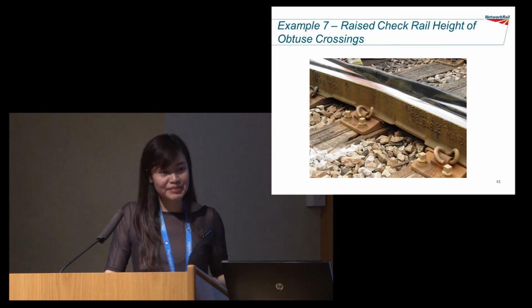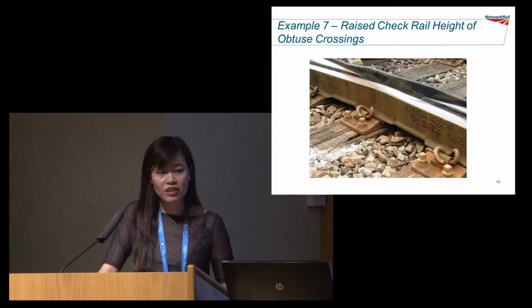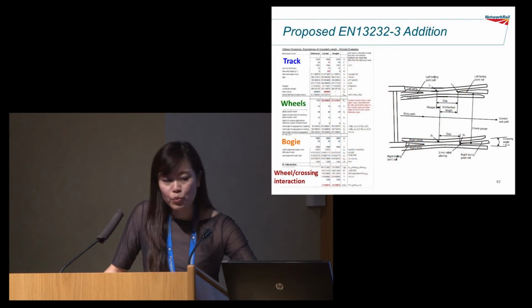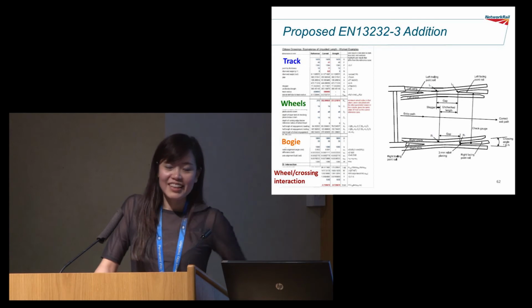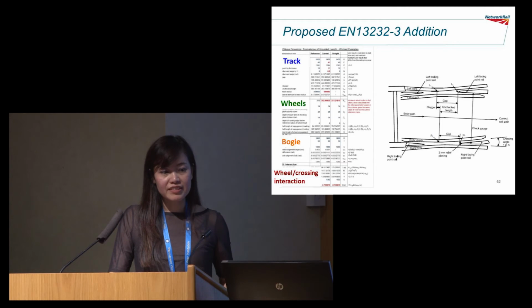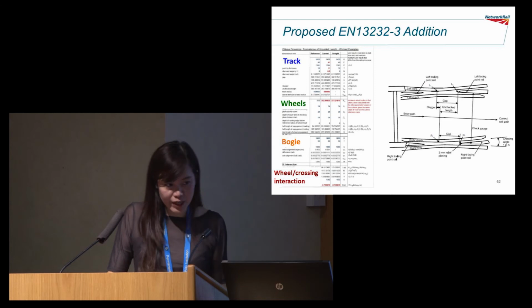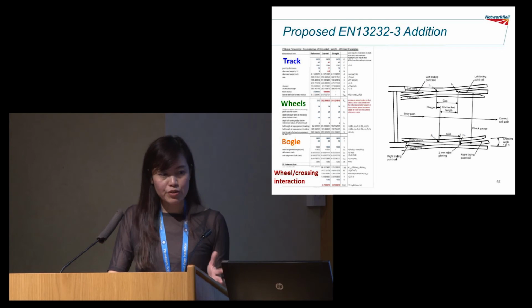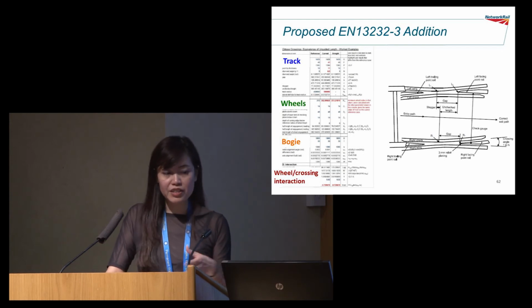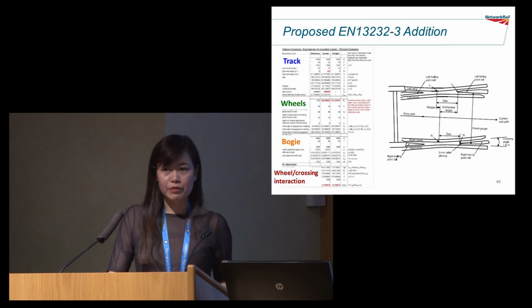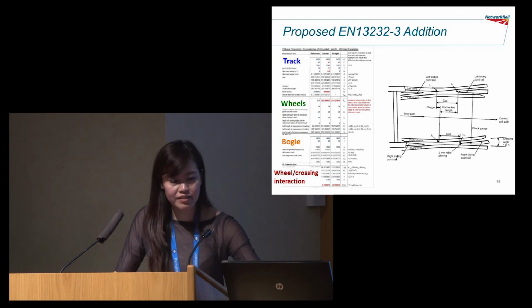This is the last example. It's about check rail heights on obtuse crossings. So what is the issue? The proposed EN TSI addition comes up with all sorts of equations. It takes into consideration the geometry of the track, wheel, bogie, and wheel crossing interaction. So it specifies the height of the check rail that we need to have. So are we compliant?